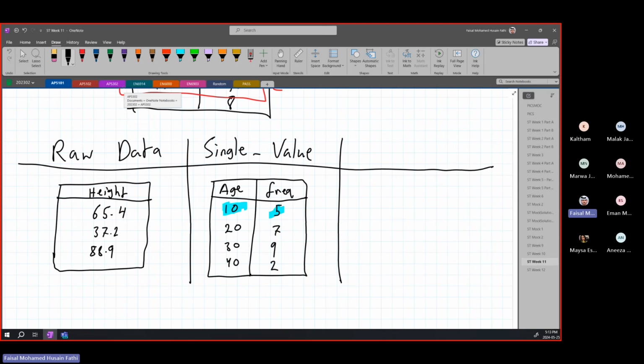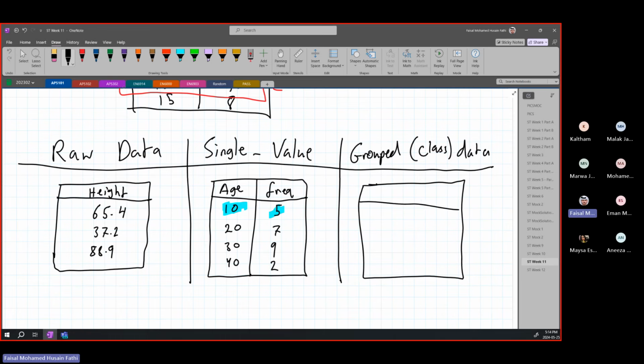So the last type of data is grouped, or sometimes called class data. Okay, and what does this mean? This basically means that you have a similar table, but the difference is now, if we are talking about the same example of age, and we're going to have the frequency, here we're going to have a range of data, for example, from 10 to 15, 15 to 25, 25 to 30, and then like 30 to 60, for example. It doesn't matter what the class intervals are, but the idea is you have a range.